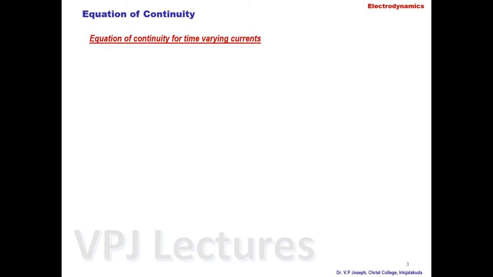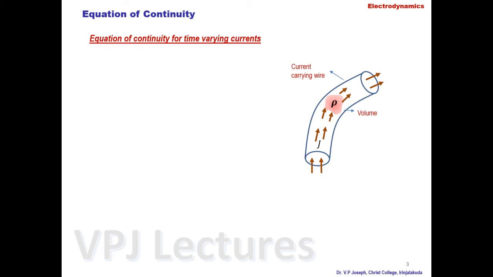Coming to the time varying case, that is equation of continuity for time varying conditions, we can select the same figure with slight modification. The modification is that the current flowing through this, that is J, is not static in this case. It is changing with respect to time. That is, J is a function of time. In the earlier case, J is constant, always constant, but it is changing right now.